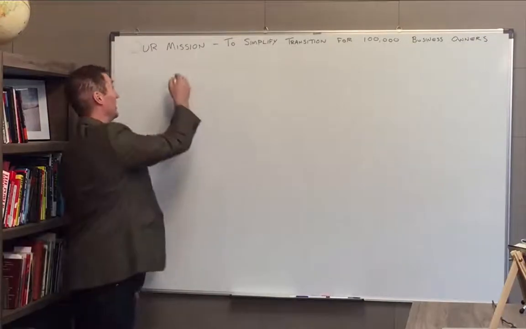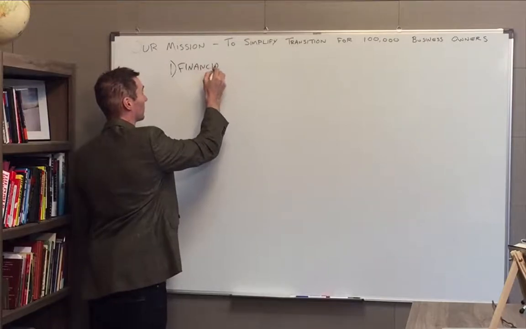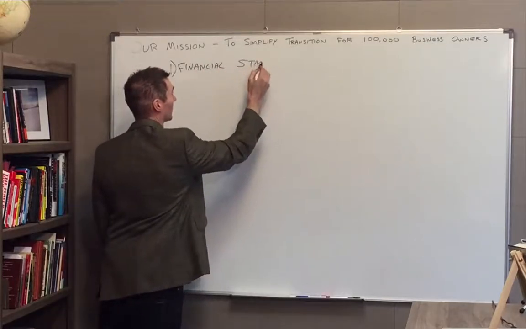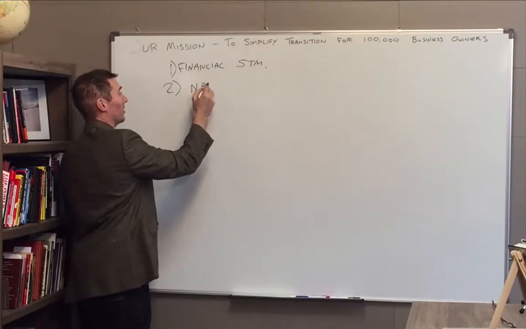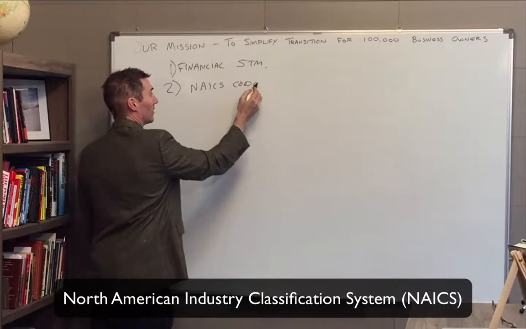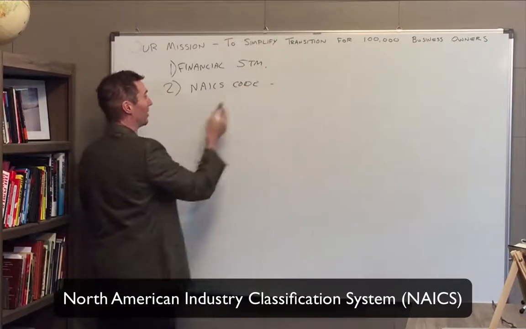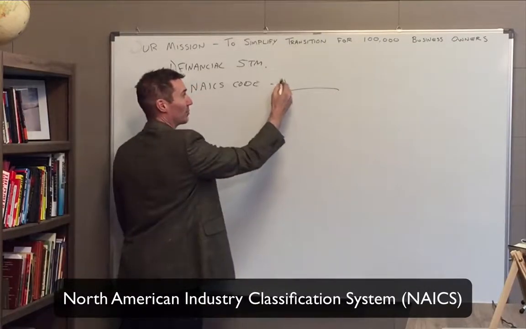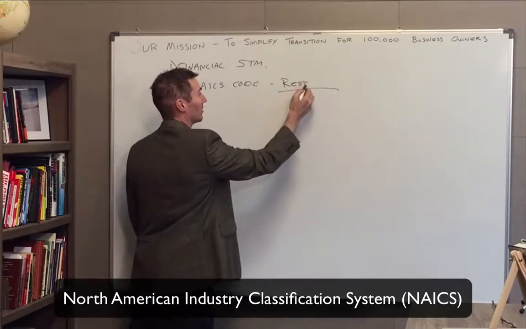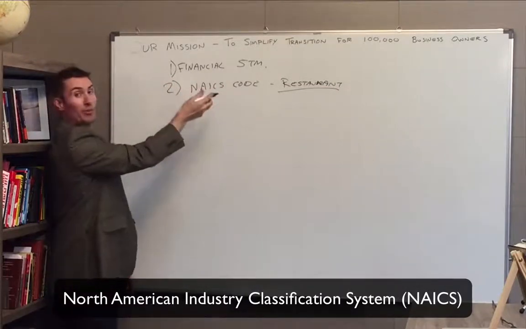So, here we go. There's a couple things we're going to need to get started. One, we're going to need your financial statements. The second thing we're going to need is to know your NAICS code. This is the industry code the government assigns to your specific sector. And you can get that by typing NAICS code and then whatever your industry is. The example we're going to be using today is restaurant. If I type that into Google, it's going to give me my NAICS code.